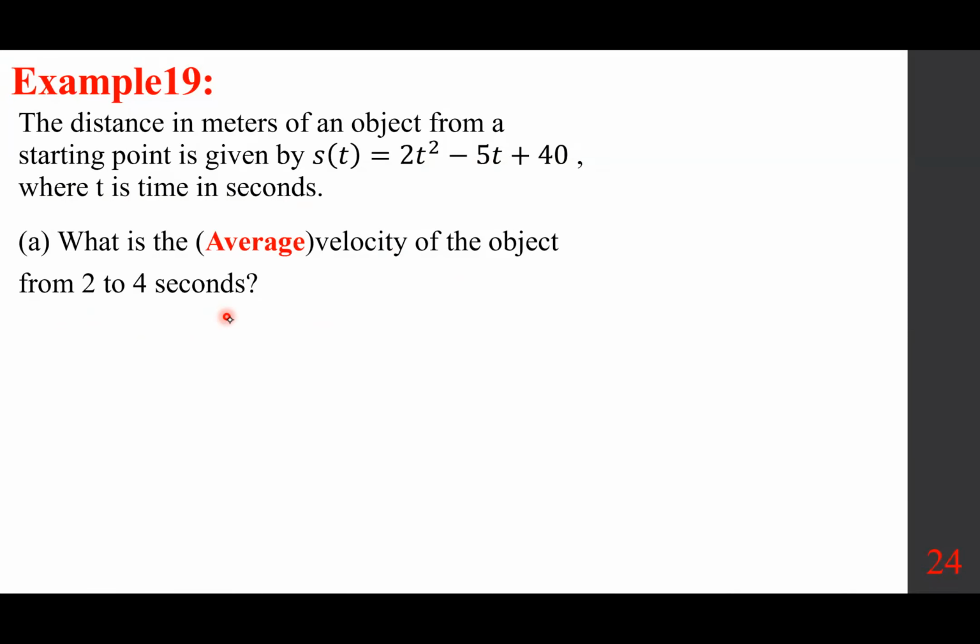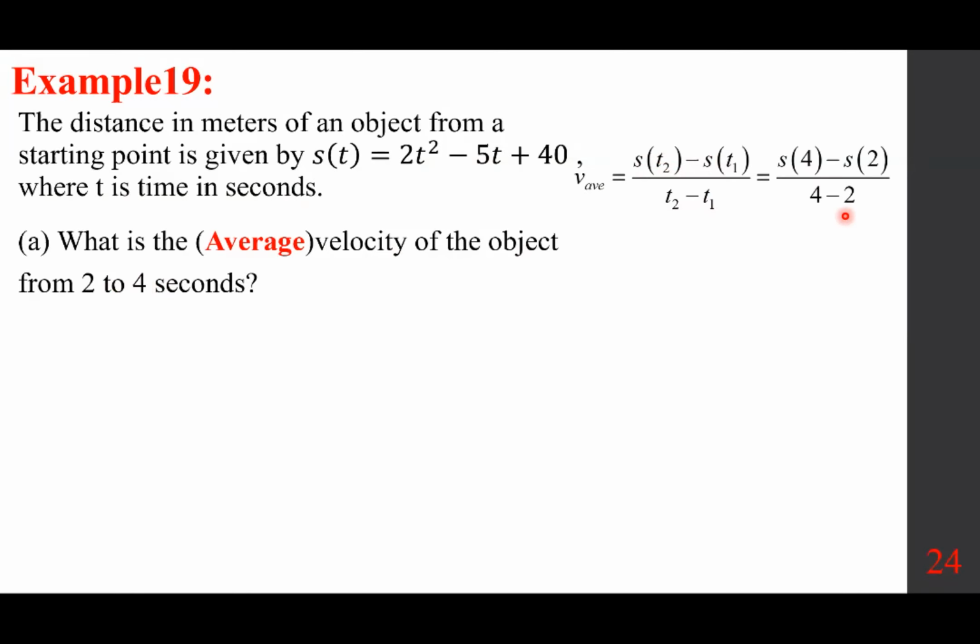The basic concept is d = rt. D is the distance, in this case s(t), r is the rate, the average speed, and t is the time. So the definition is simply s(t₂) − s(t₁) over t₂ − t₁, from 2 to 4.